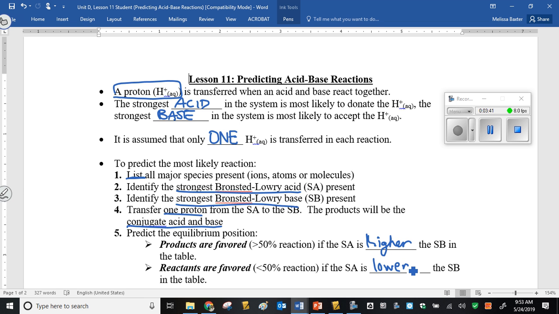Now those are our instructions. Does anyone have any questions about them? Okay.